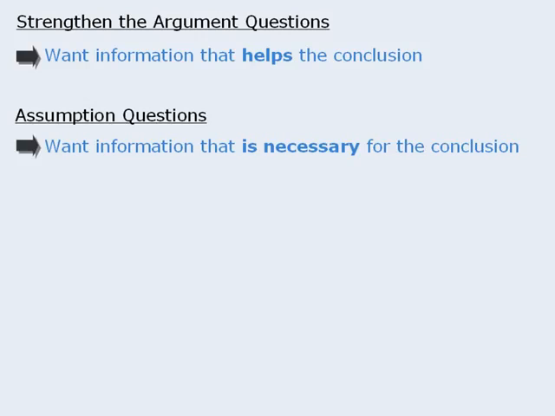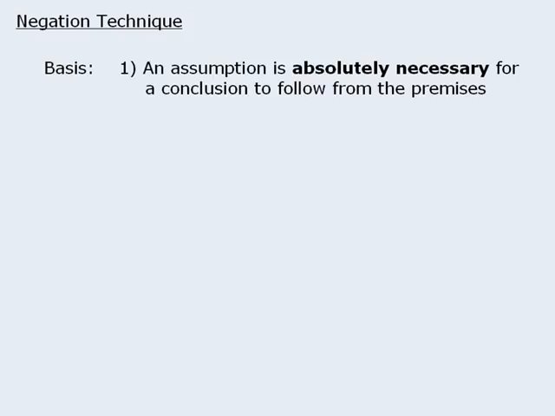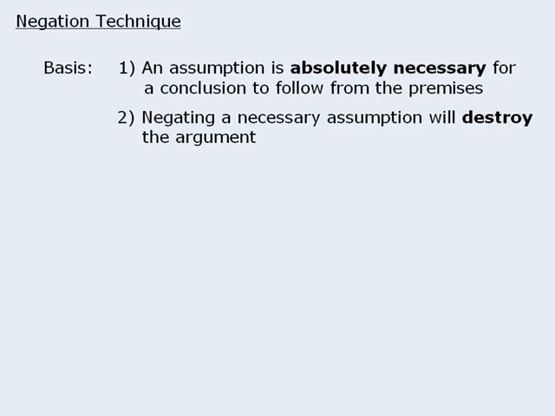We can use this fact about assumption questions to help us add a very powerful tool to our strategy. We call this tool the negation technique. Here's how it works. First, recognize that an assumption is something that is absolutely necessary for an argument to be valid. In other words, we need that assumption to be true in order to draw the conclusion. So what happens if we take a required assumption and negate it? In other words, we make that assumption not true. Well, since the argument needs that assumption to be true, the negated assumption will destroy the argument.